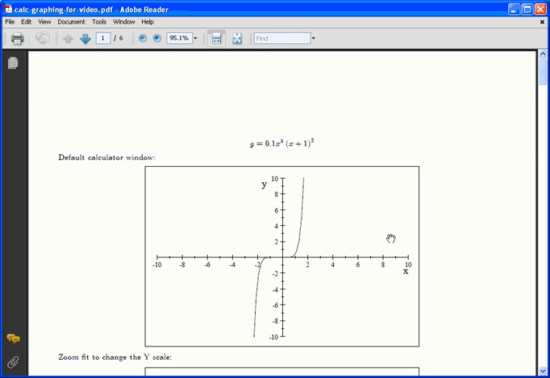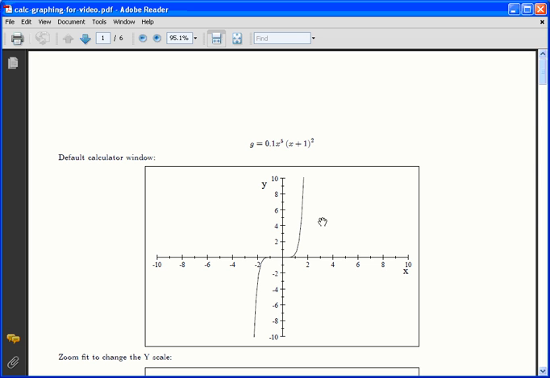I'm not showing our actual calculator because I think it wouldn't come out very well in the video. So here's what the default calculator window would basically show if you did minus 10 to 10 for x and y. It just seems like it's an okay graph, and it's misleadingly nice. And that's where you can really get into trouble. It's not giving you any indication that it's really horrible.